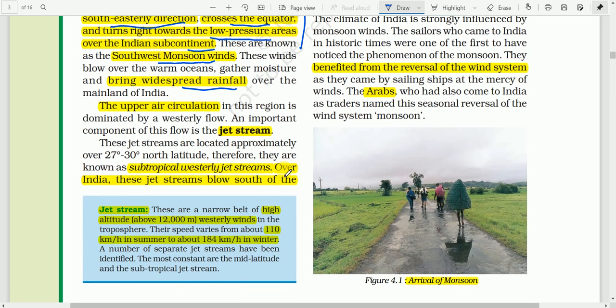Are you clear? Any question? No, sir. Then another factor, upper air circulation.